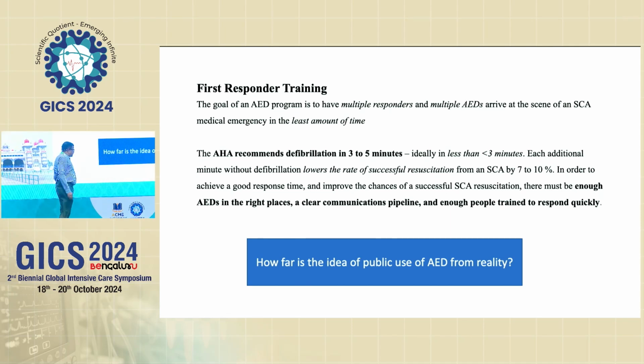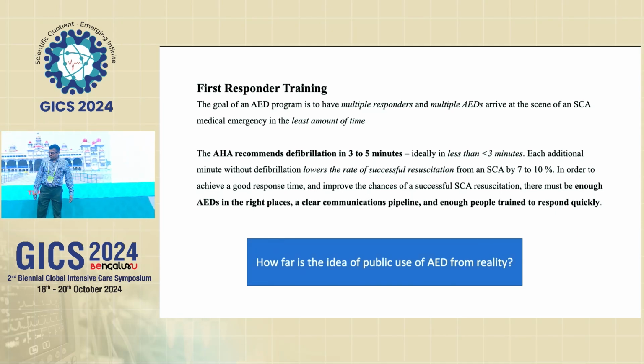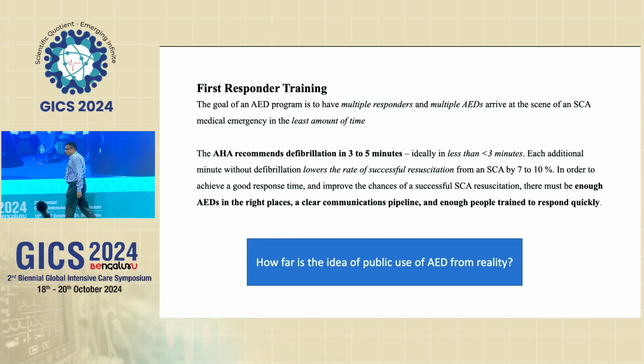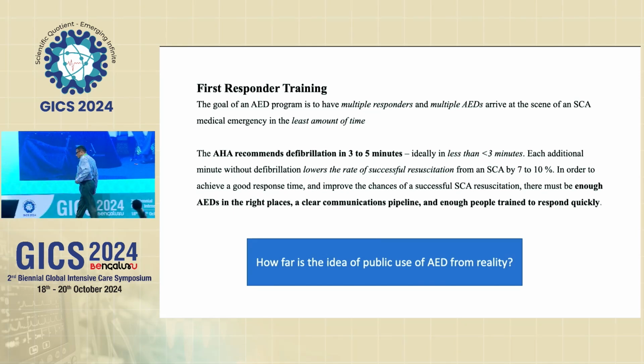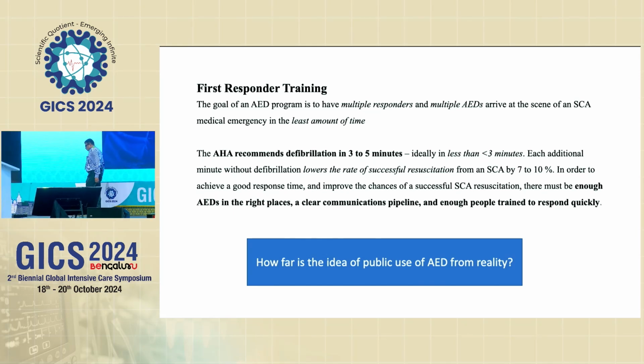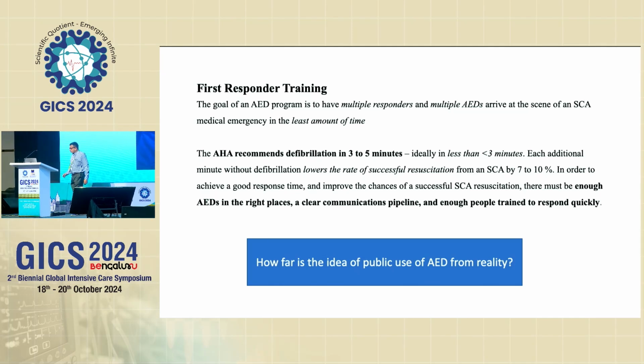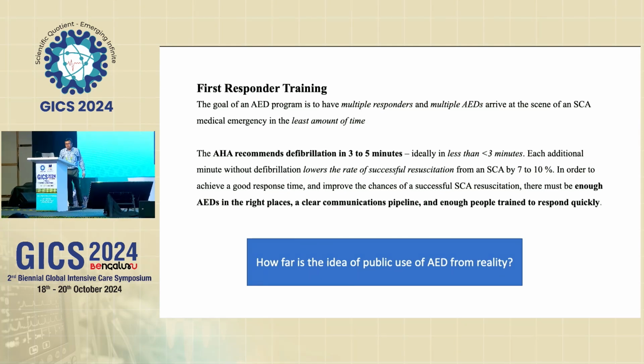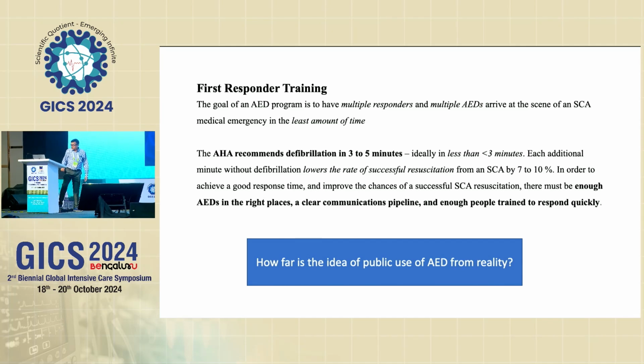Dr. Hasina Jahan, what is the situation in Bangladesh? No, I must say availability is a very important thing, because first of all, public awareness and definitely the infrastructure, everything. In low-income regions, I must say it's not that available in my country. So the public use of AED from reality is a challenging thing.